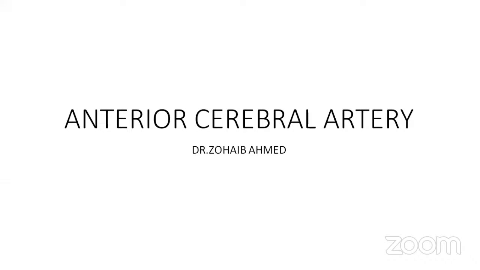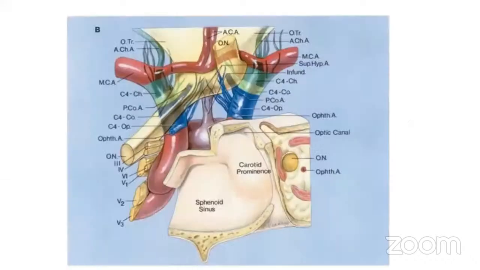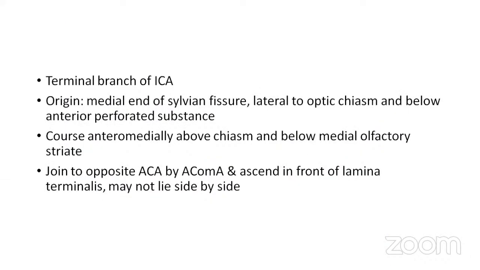So starting from anterior cerebral artery. So anterior cerebral artery is the terminal branch of ICA. It arises from the medial end of the sylvian fissure, lateral to the optic chiasm, below the anterior perforated substance. It courses anteromedially above the chiasm and below the medial olfactory stria, and joins the opposite ACA by the anterior communicating artery that ascends in front of the lamina terminalis, and both the A1s may not lie side by side.